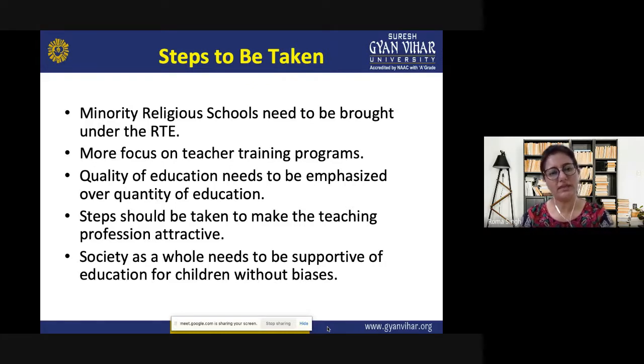Steps should be taken to make the teaching profession attractive for the young generation, so that they don't think that the teaching profession is not for them and go for other professional courses. Society as a whole needs to be supportive of education for children without any kind of partiality or bias.